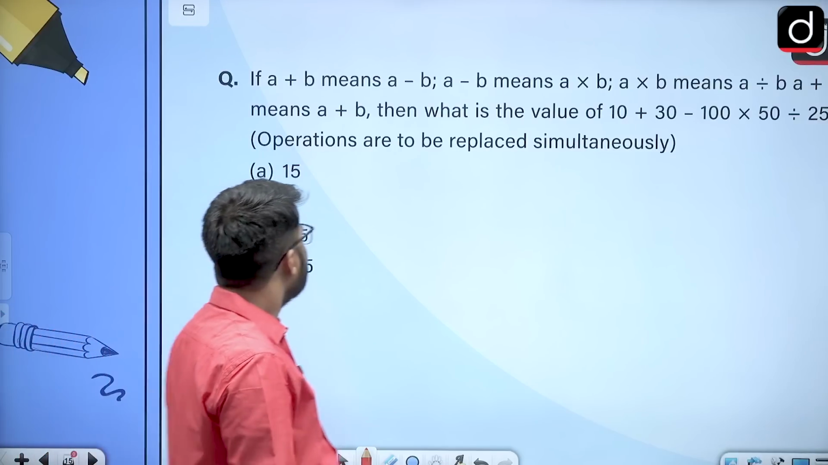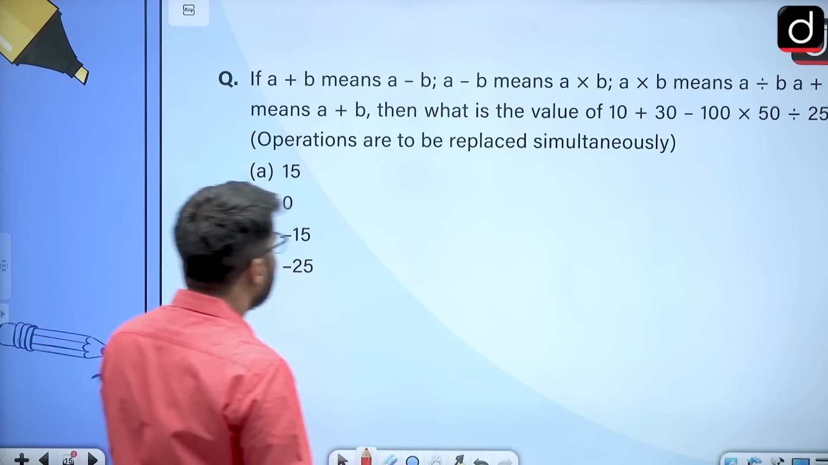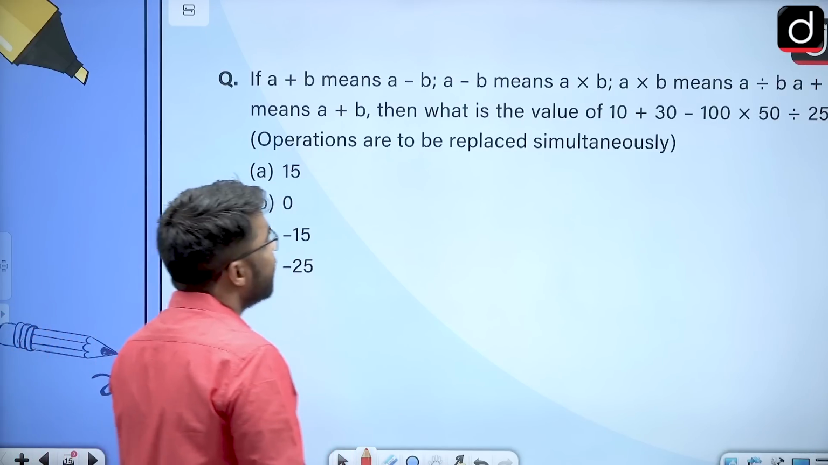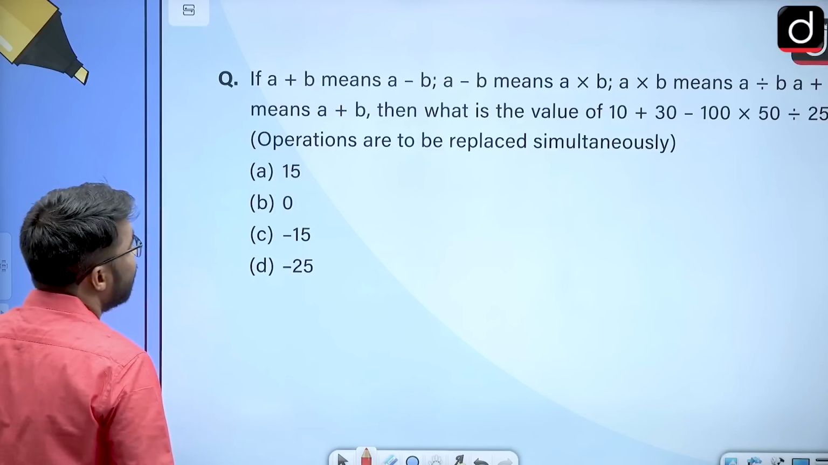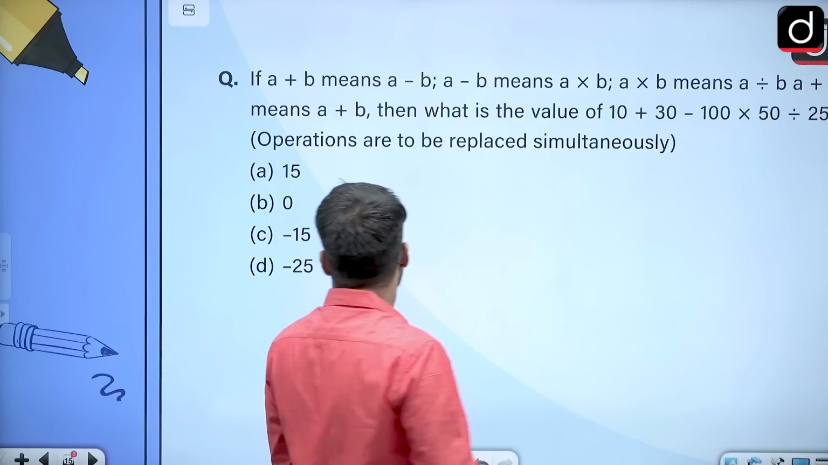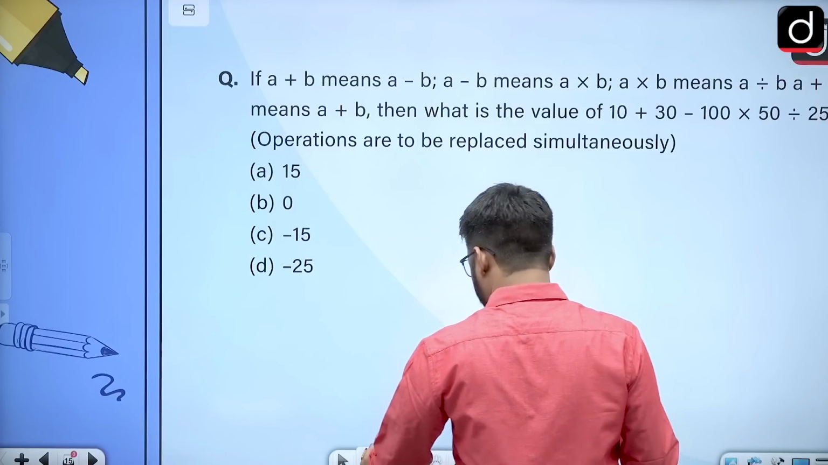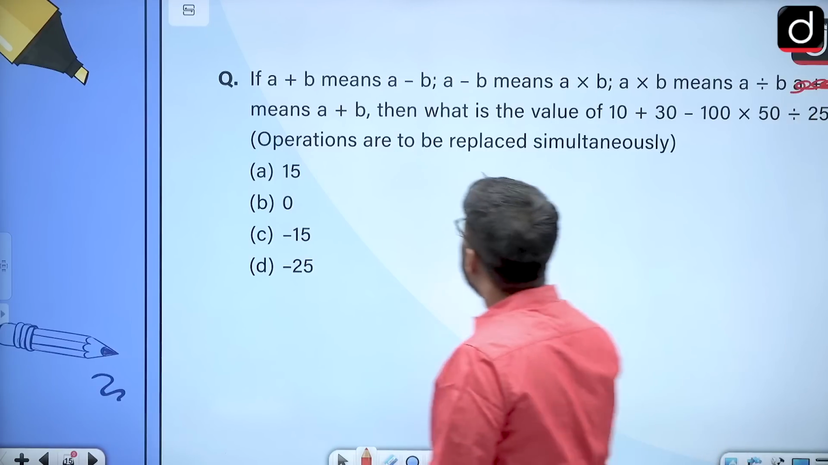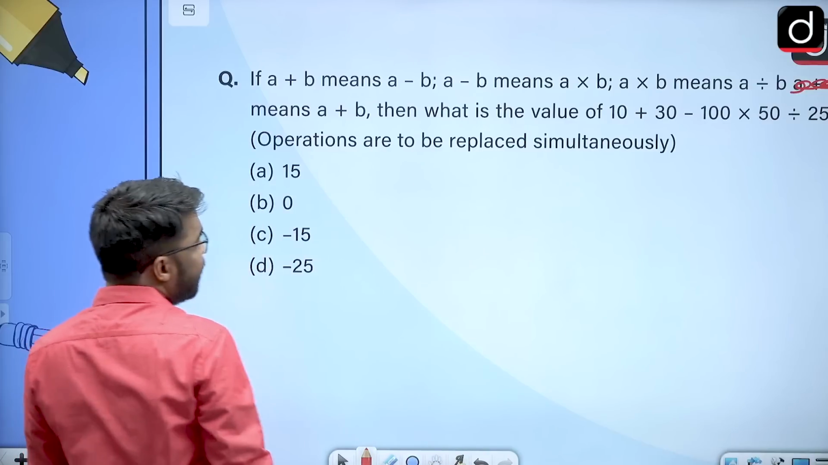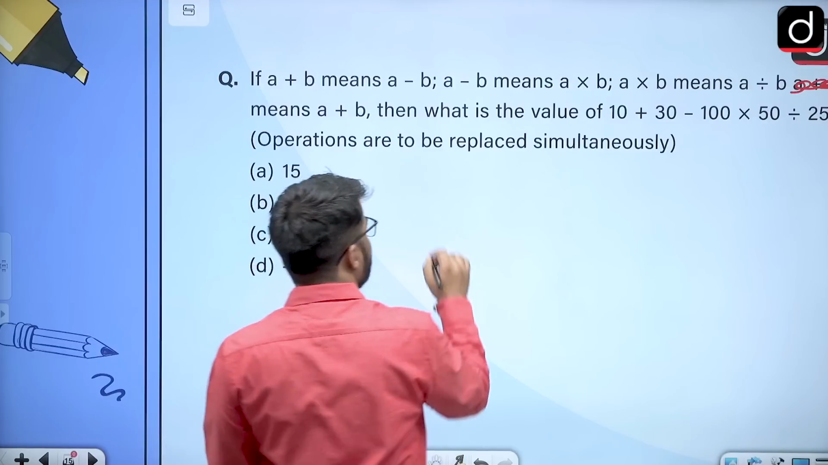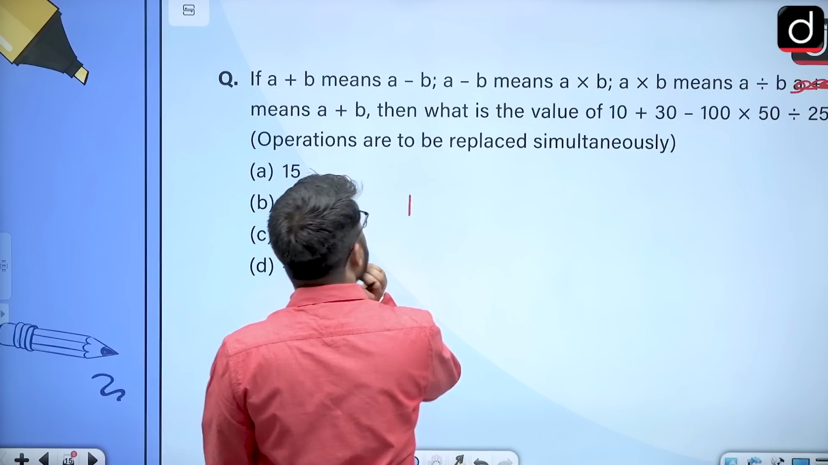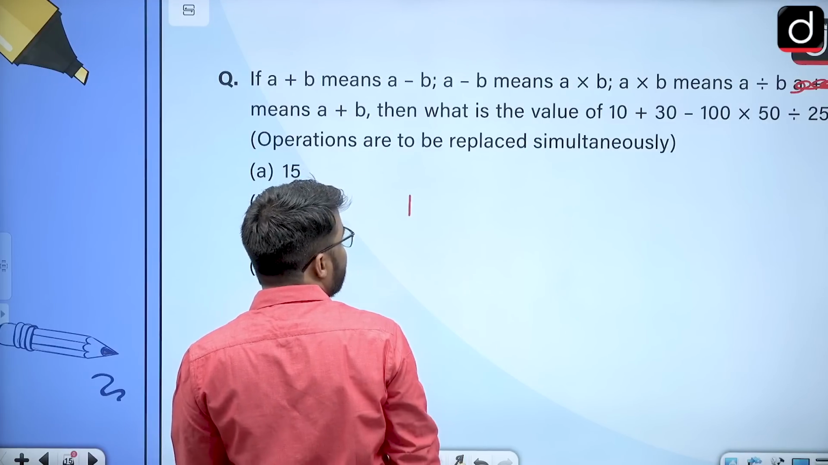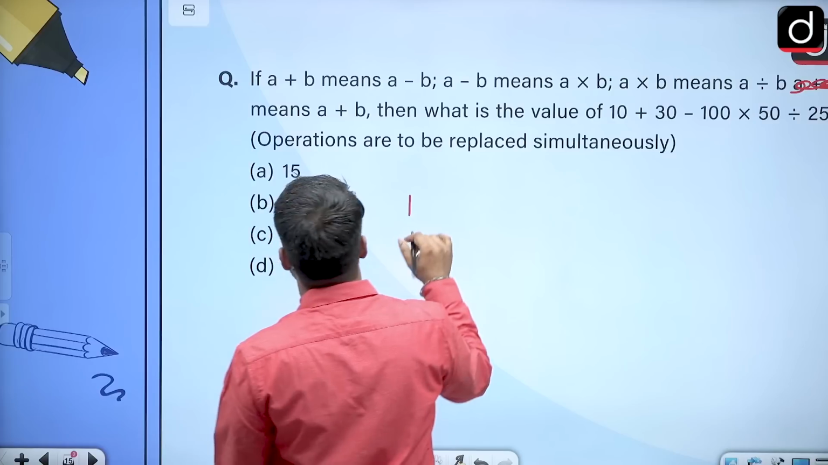Next question. If A plus B means A minus B, A minus B means A cross B, A cross B means A divide B, and A divide B means A plus B, right? Then what is the value of 10 plus 30 minus 100 into 50 divided by 25? Now operations are to be replaced simultaneously. So we are going to replace operations simultaneously.